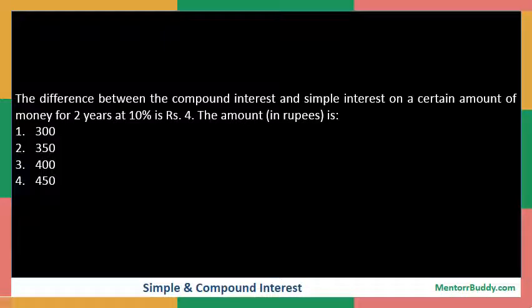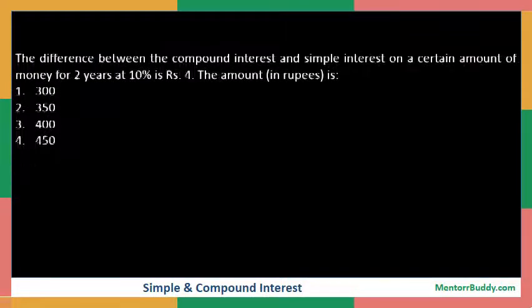We have a question based on simple and compound interest. This is a very typical question which comes often in most of the competitive exams. When we read the question, it says the difference between the compound interest and simple interest on a certain amount of money for 2 years at 10% is rupees 4. The amount in rupees is.